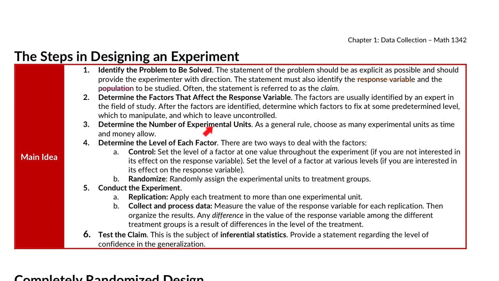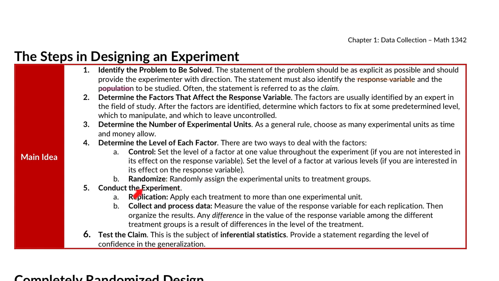We want to determine the number of experimental units, so that's your sample. In general, you're going to get as many as possible, as time and money allows. Step 4 is to determine the level for each factor. So we're going to control or randomize the different factors. As many as we can control, so that we only have one that varies, will be a better study. Then we're going to randomize our experimental units to the treatment groups.